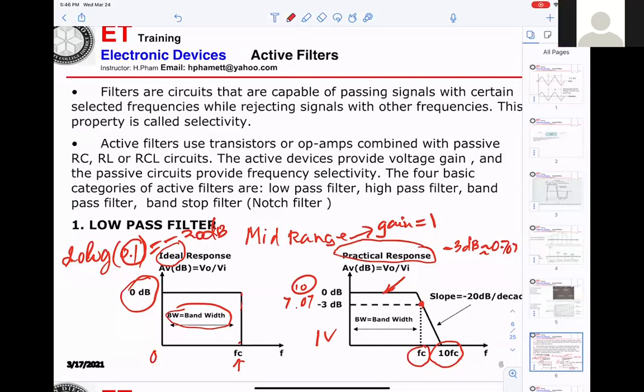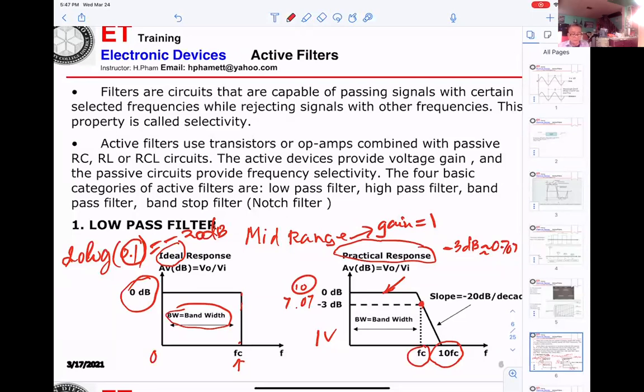Oh, sorry. Okay, so at 10 FC, the amplitude is 20 dB below the amplitude at FC, which is already minus 3. So isn't the amplitude at 10 FC relative to that minus 23 dB? 20 relative to what? To 0.707 or to 10? No. Normally they keep going down 20 dB, 40 dB, 60 dB.